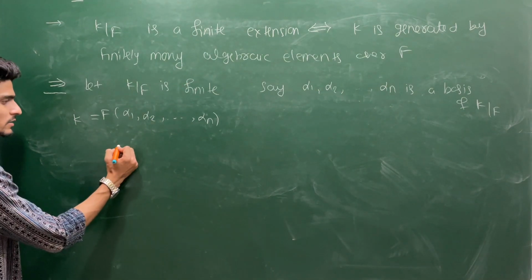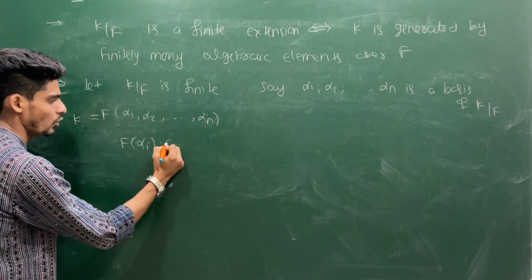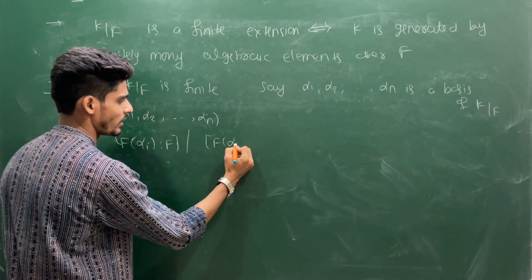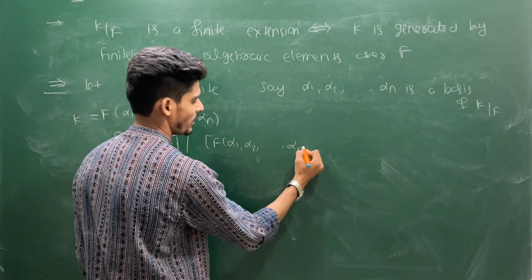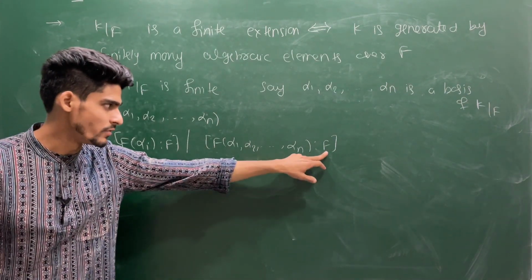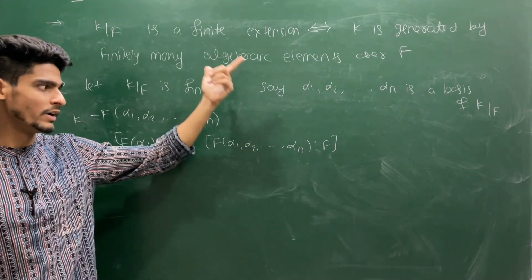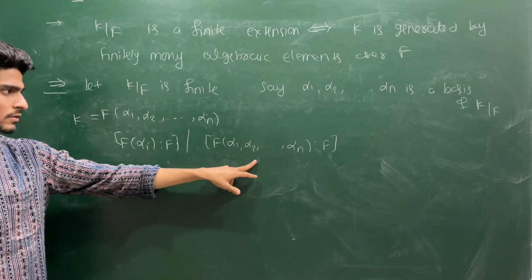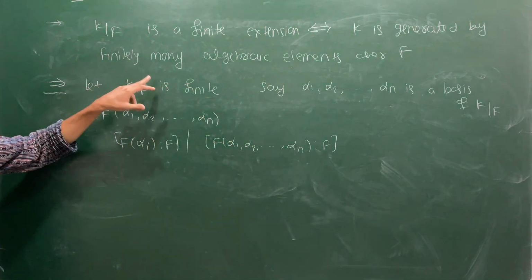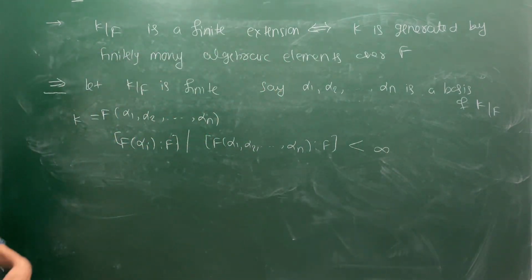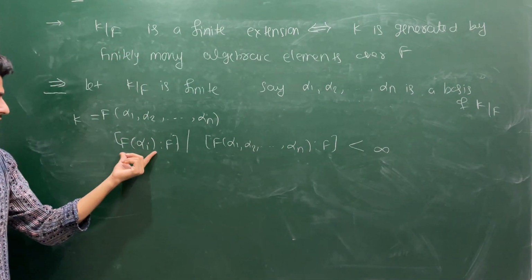So for that part, you see this. If I choose F(alpha i) over F, this must divide the degree of F(alpha 1, alpha 2, ..., alpha n) over F. This must divide this, because this is the base field and this is the last field lying on top. And this is already finite because the way you have chosen your K over F is finite. So this is finite, and we already know every finite extension is an algebraic extension.